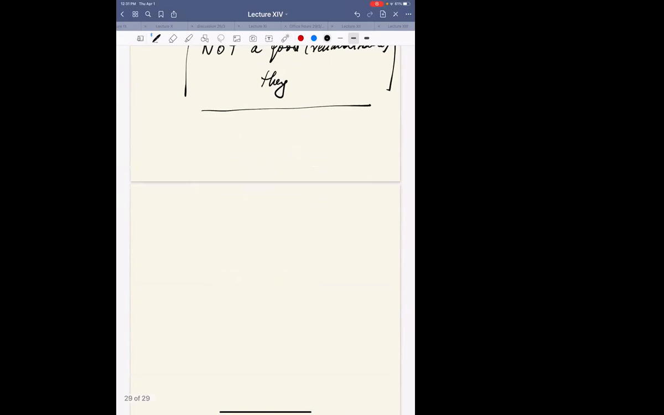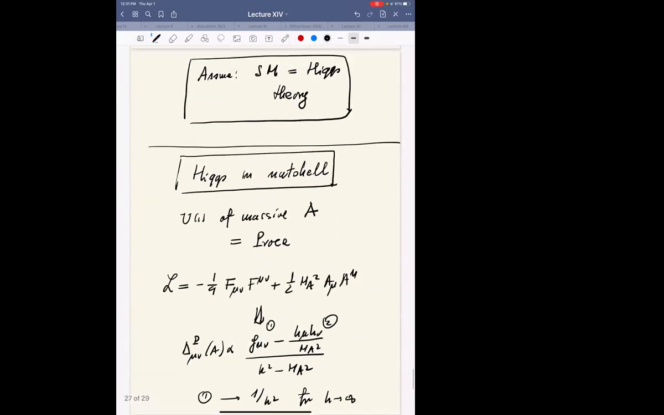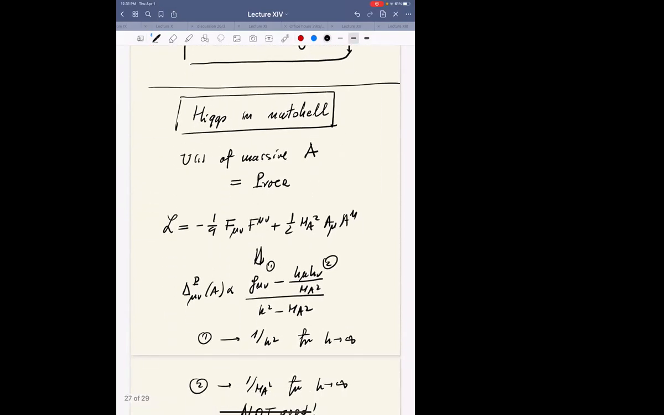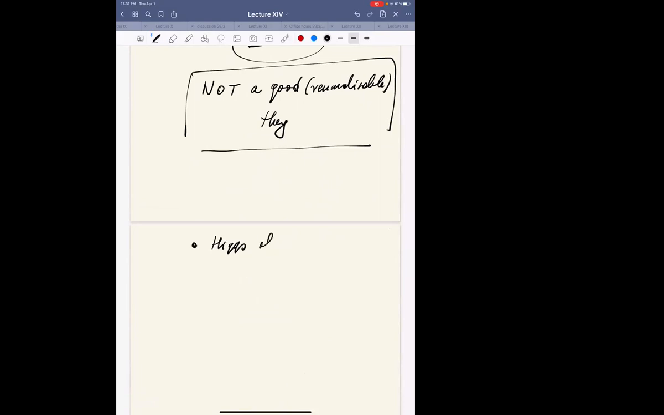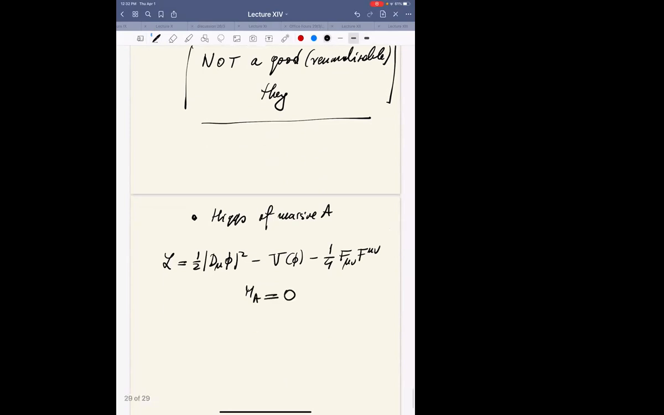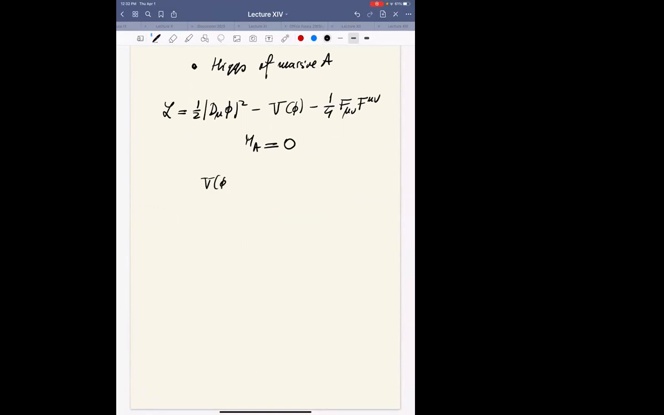This is Proca. I can say the same thing for the Higgs theory, the Higgs theory of a massive A. I start with some scalar field with a potential and no mass term. There is no mass term for the gauge field, m_A zero. But from the potential, I find that phi is non-zero, the vacuum expectation value, and I find out that m_A squared is g squared phi squared.